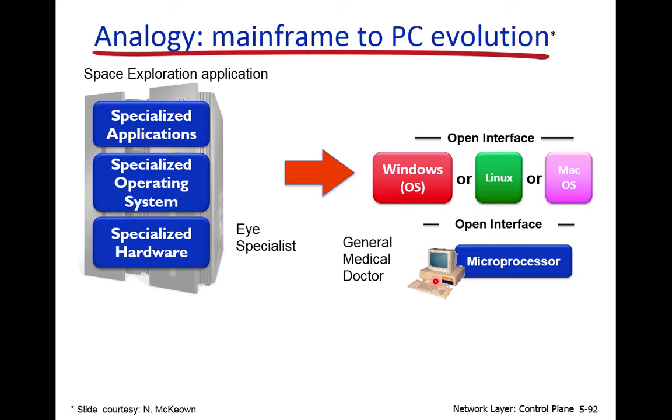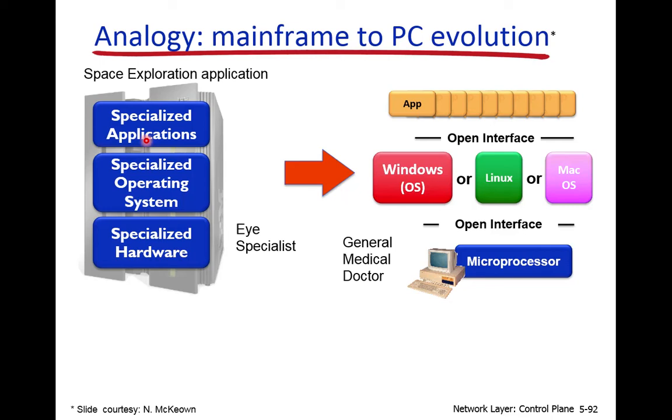On the other hand, we can have another architecture. Here the microprocessor is built so that you can run Windows, Linux, or Mac operating system. It depends on you. But in the first one, you cannot run Windows, Linux, or Mac; you can run only the specialized operating system. Here the hardware is specialized, here the hardware is general purpose. And if you want to run applications on the specialized one, you have to use a specialized application, for example the space exploration application. But here you can use any application, for example MATLAB, Skype, or the internet. So this is more general, and this is specialized.